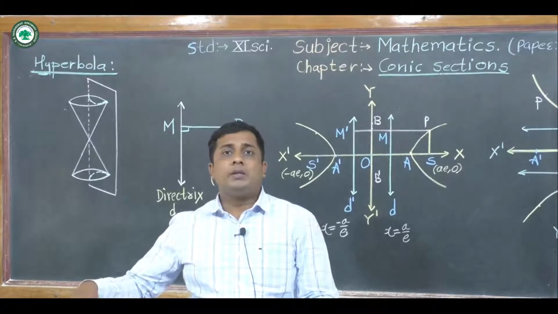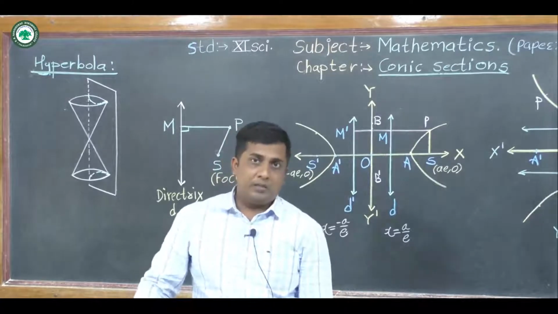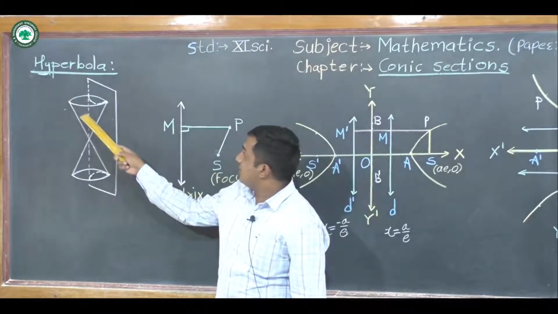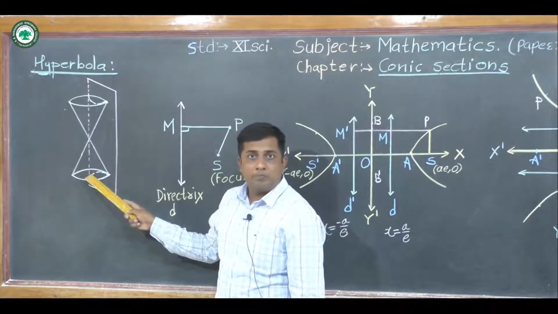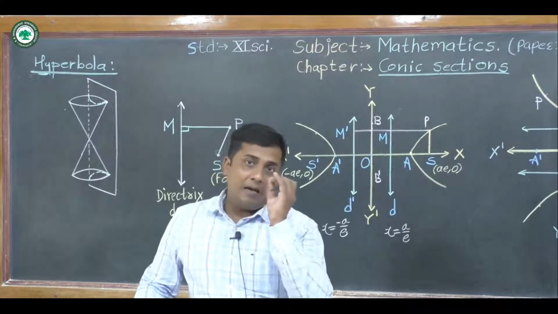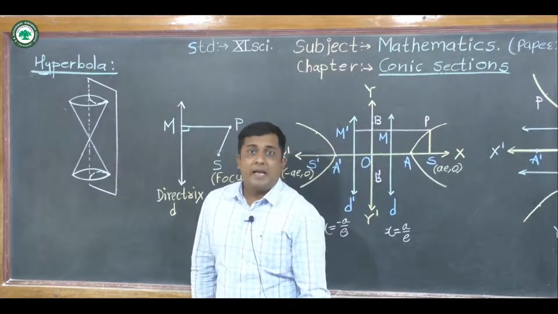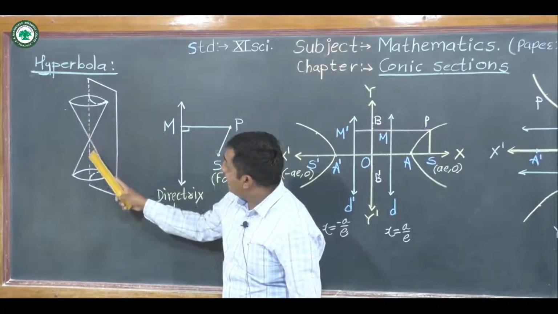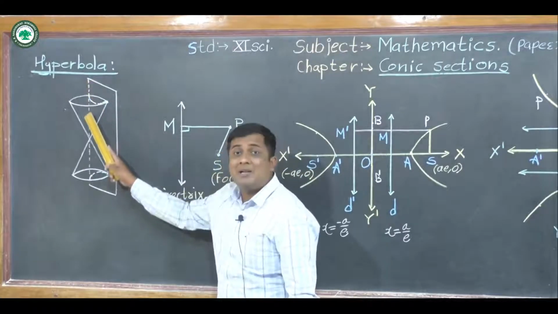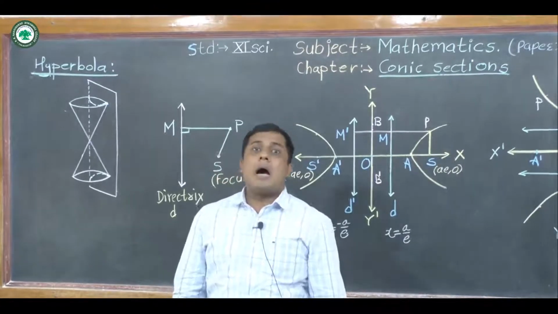Okay, to define the first figure, we consider the double napped circular cone. Here we have two naps, one on the upper side and one below. Here we have to consider the intersection of this cone and a plane. If we consider the intersection of a plane parallel to the axis, then we get the curve hyperbola.